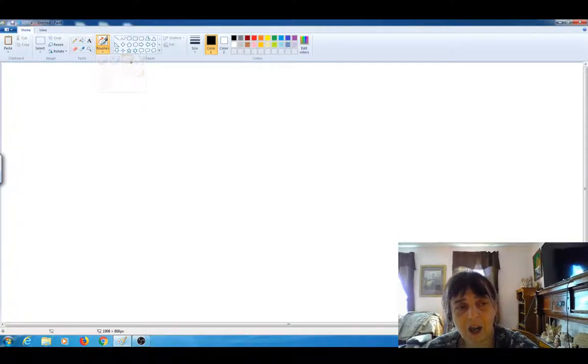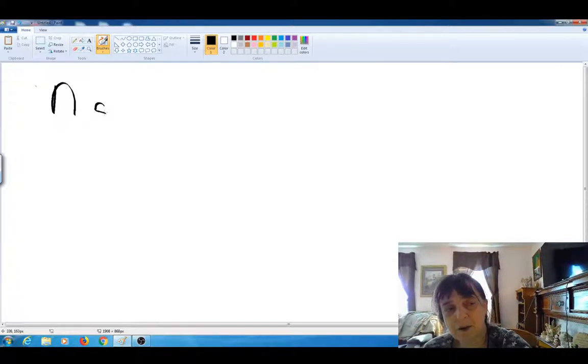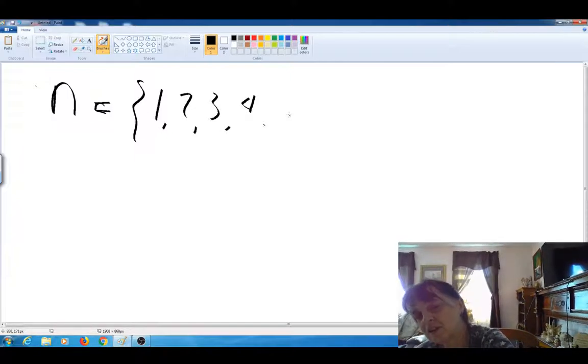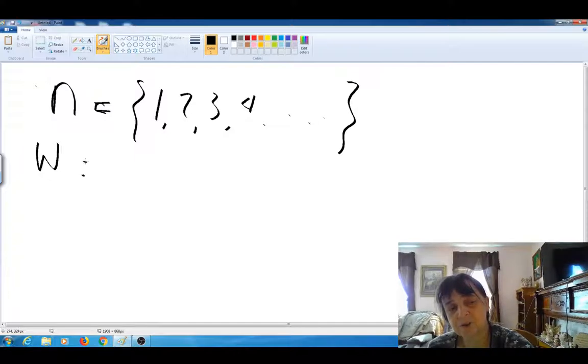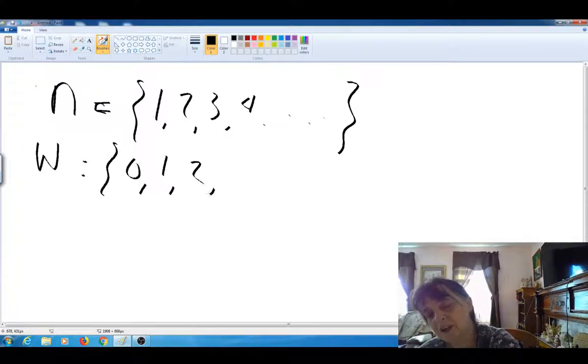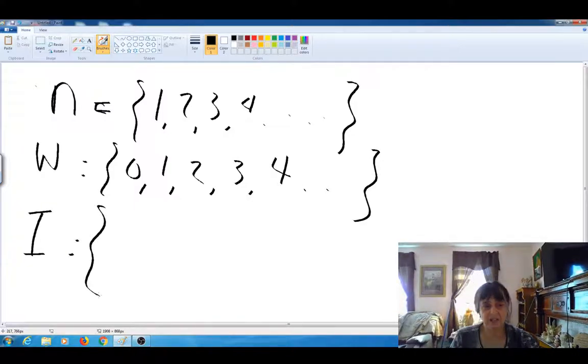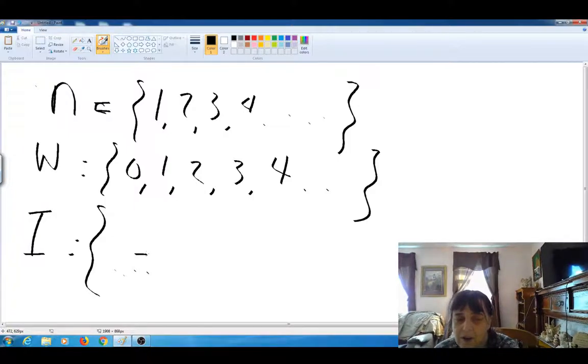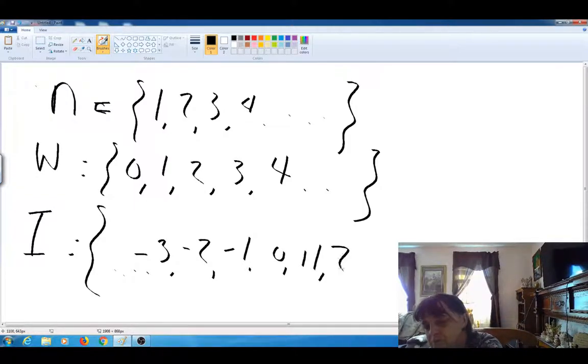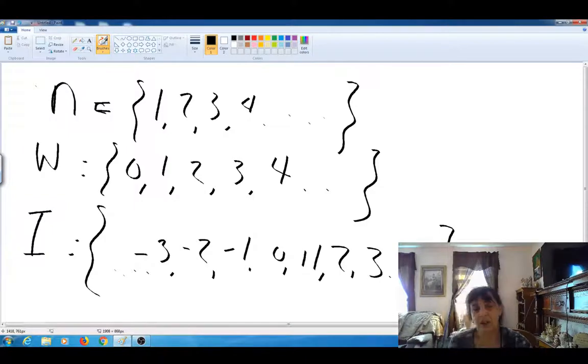Okay, now you have natural numbers or counting numbers, which are equal to 1, 2, 3, 4, and so on. And then whole numbers are defined to be 0, 1, 2, 3, 4, and so on. And integers include the negative whole numbers, and they go on and on in both directions. All the natural numbers are subsets of the whole numbers. All the whole numbers are subsets of the integers.